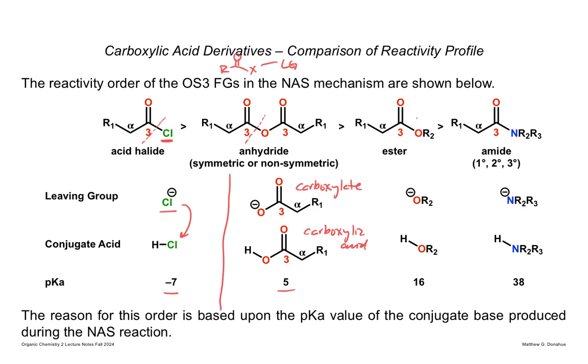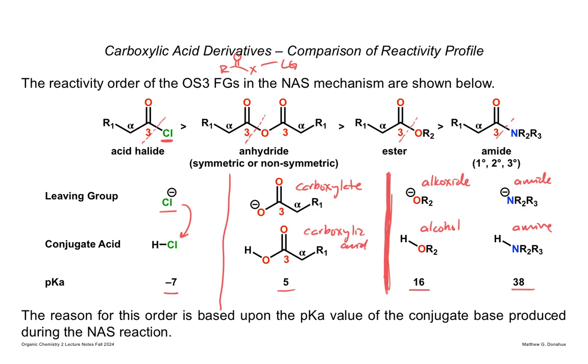And then as you analyze the other ones, the leaving group for an ester is an alkoxide. Its conjugate acid is an alcohol. That's a pKa of 16. The amide leaving group is coincidentally called an amide. Its conjugate acid is an amine, and that pKa is 38. So really the hard line is, I'll draw it thicker right here.